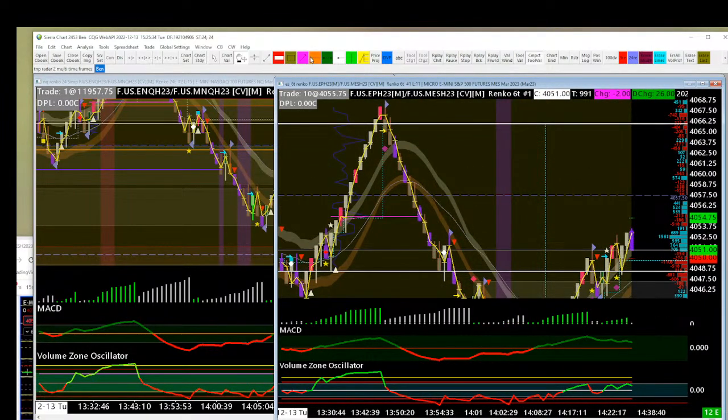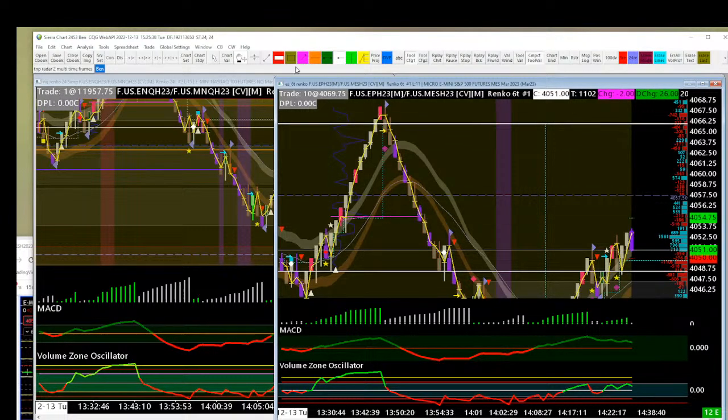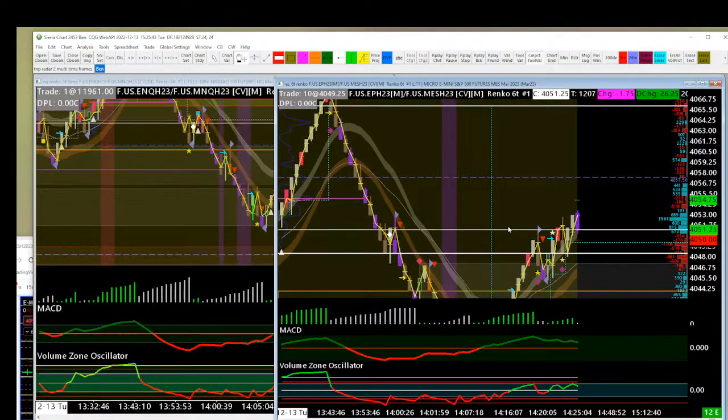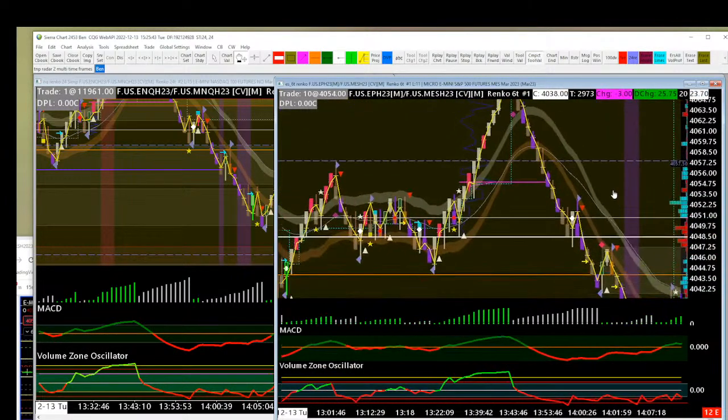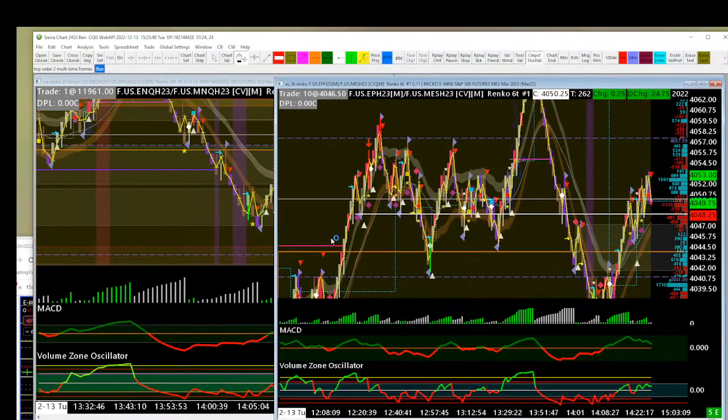Oh shoot, I forgot about this. That micro composite 54.75 probably acts as resistance. The micro composite VPOC probably acts as resistance. Are there any purple or pink lines over here that we got through? This one.